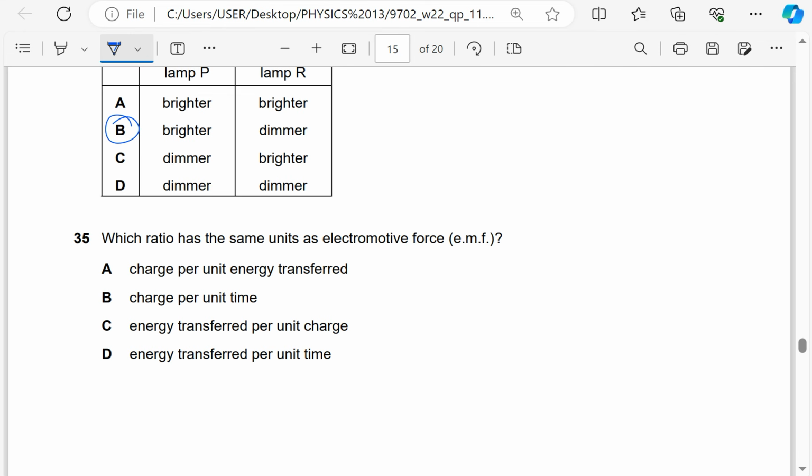Which ratio has the same units as EMF? Remember, EMF is defined as energy converted from chemical to electrical per unit charge. So that is per unit charge. Energy converted from chemical to electrical per unit charge. So that is energy transferred per unit charge, which makes the answer to be C.